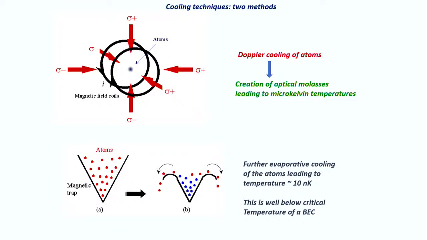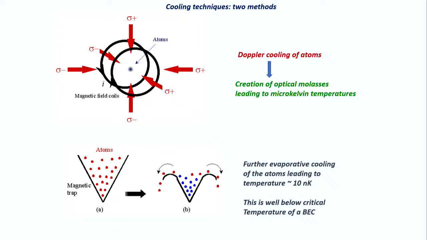Then after you are done with this optical molasses and you have achieved this microkelvin temperature, what you do is an evaporative cooling, where you take these atoms and put them in a magnetic trap.